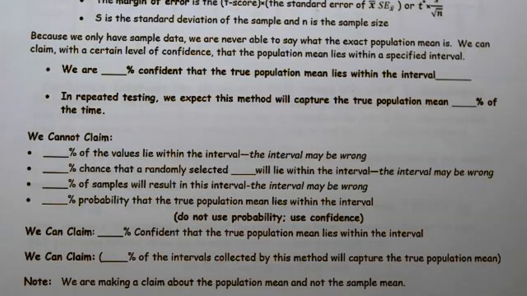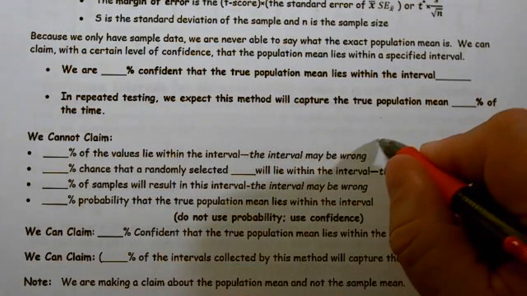And we can also say that if we did this over and over again, 99% of the intervals collected will capture the true population mean. It also means 1% of the intervals we collected using this method won't. What we cannot claim: 95% of the values lie within the interval. It's possible our interval is just plain wrong.